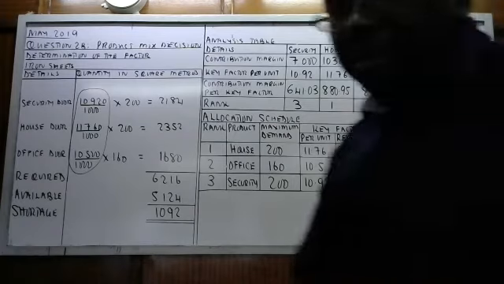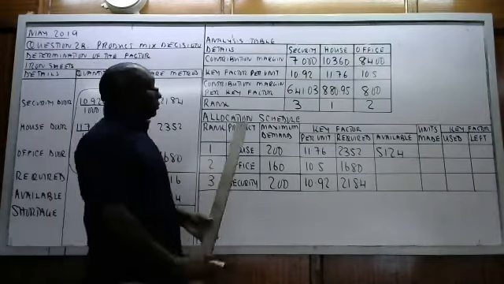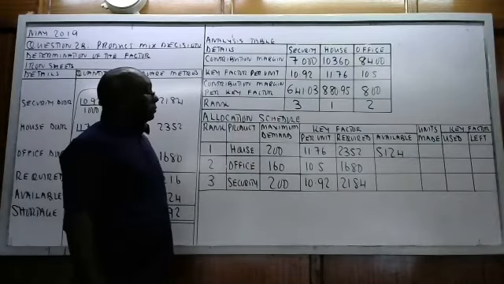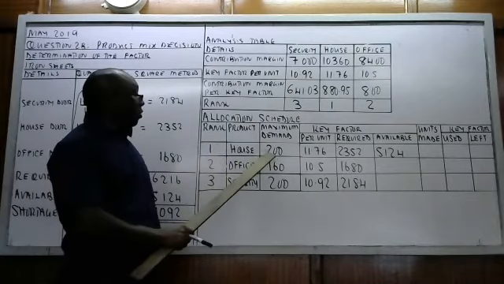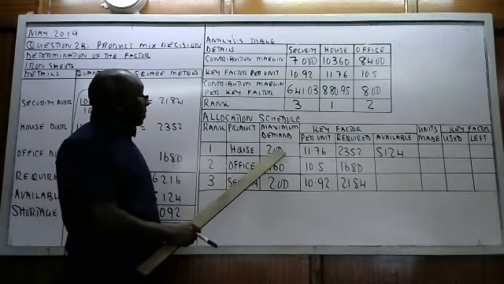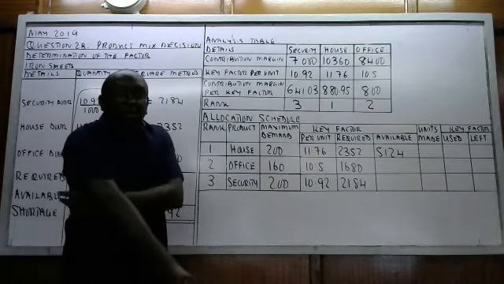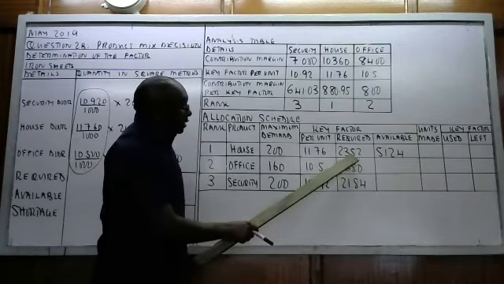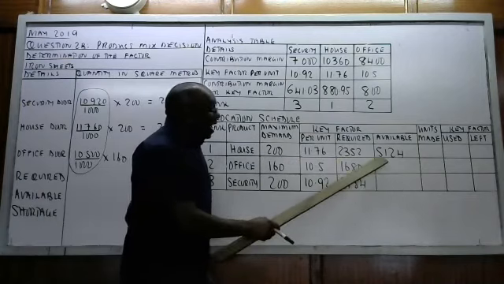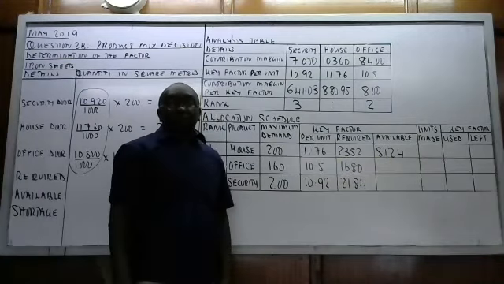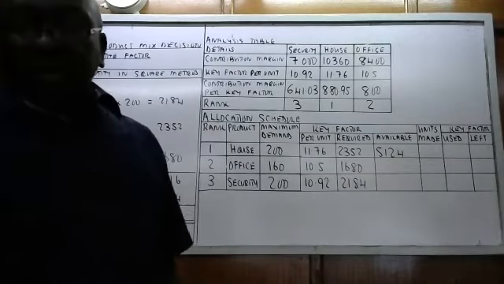So kama tumefika hapo, the argument goes like this. We want to make product number 1, which is called house, and we want to make 200 units, each taking us 11.76 hours or square meters. That means in total we must have 2352 square meters, and with us we have 5124. So can we afford to do that?